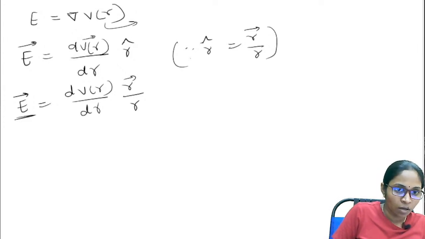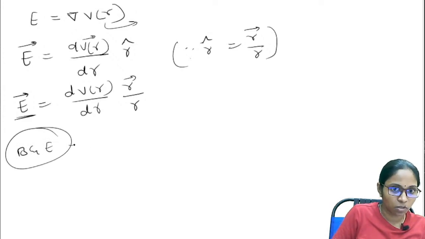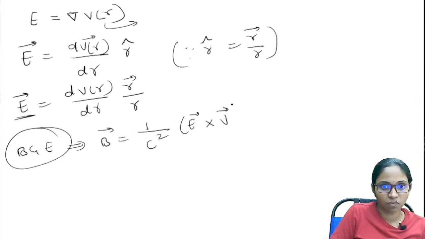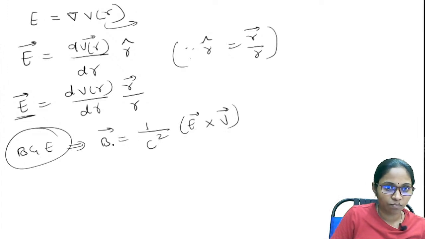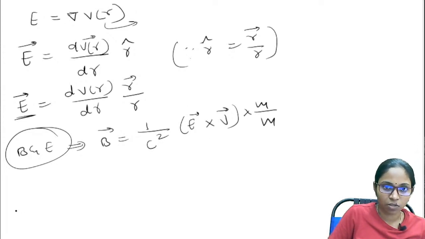And the relation between magnetic field and electric field from Lorentz transformations. From the Lorentz transformation, this B bar will be equal to 1 by c square times E bar cross V bar. V is the velocity, E is the electric field, B is the magnetic field, and c is the speed of light, and just multiplying and dividing this equation with m.